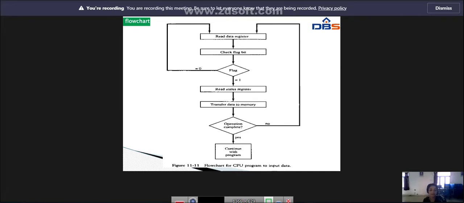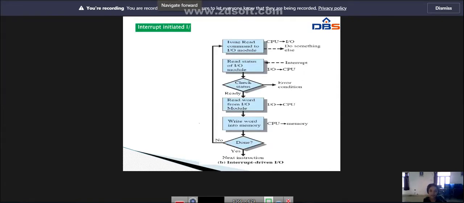Okay, so next coming to interrupt initialized input output. What is meant by interrupt initialized input output, and why are we using it? Programmed input output is a time consuming process, and the CPU is kept in a busy state. So in order to avoid this, we introduce an interrupt.